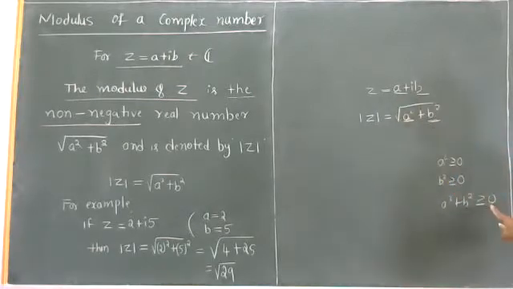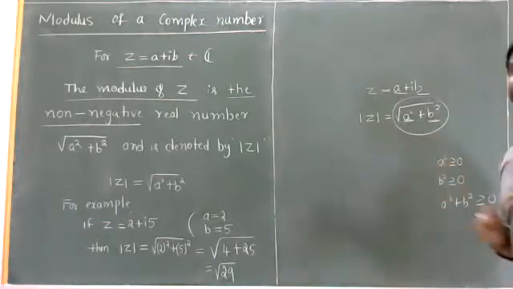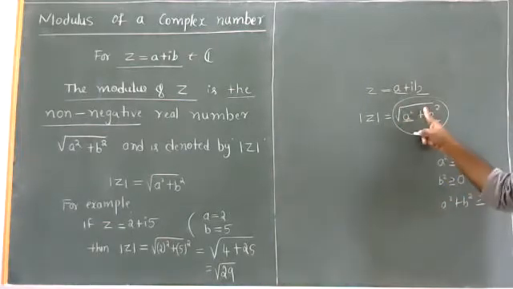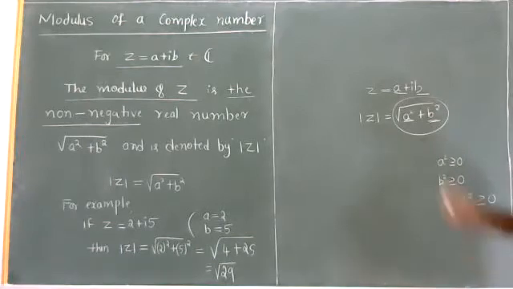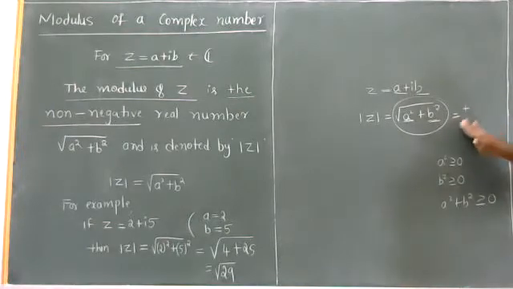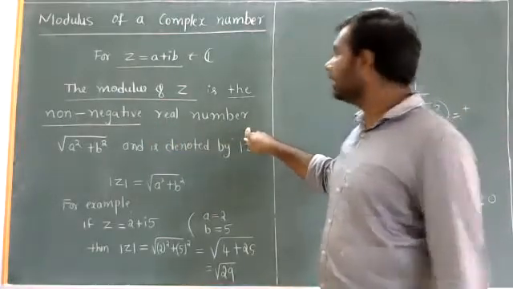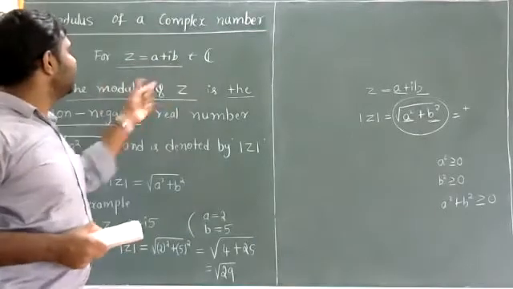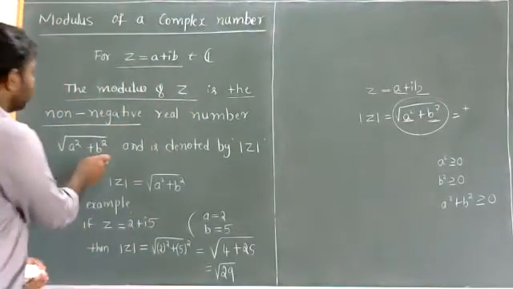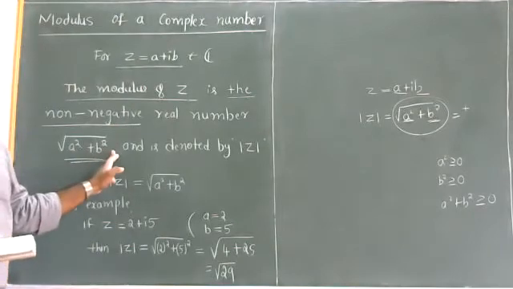And square root of a non-negative real number is defined. Hence, the square root exists. And square root of a non-negative real number is always a real number which actually has two values, positive value and negative value. Here we will only consider the positive value, that is, the positive square root. So the positive square root of a non-negative real number is a non-negative real number. Hence, for any complex number, the modulus of z is the non-negative real number square root of a square plus b square.